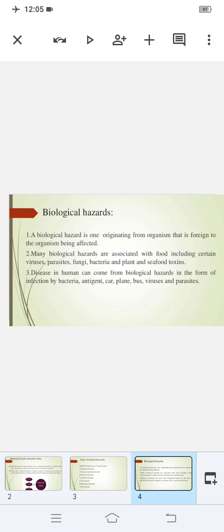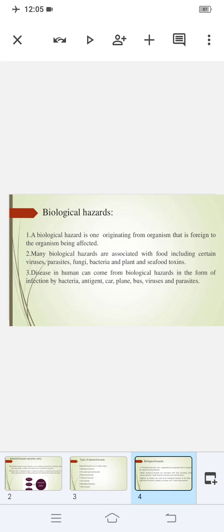So now moving towards biological hazards. What is a biological hazard? It is the hazard that originates from any organism. It may be foreign to the organism that is being affected. Many biological hazards are associated with food, which include certain viruses and parasites, meaning infected food. If any kind of infected food is present, it may contain various types of microorganisms like viruses, parasites, fungi, bacteria, and plant and seafood toxins also.